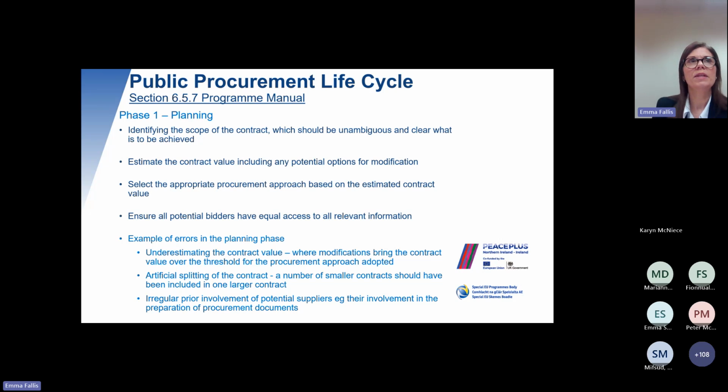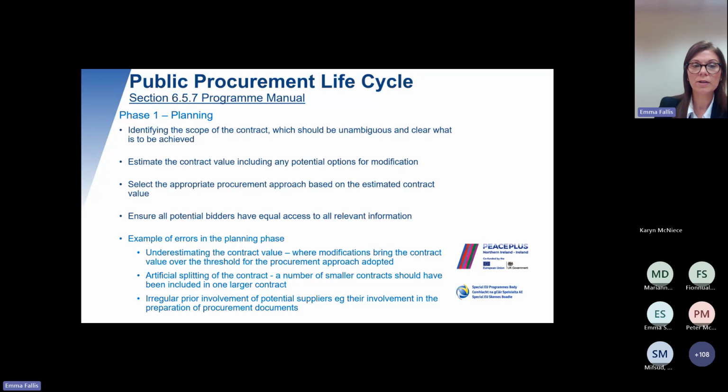So within the section 6.5.7, there's a section that talks about public procurement life cycle. And this really looks at the different stages. So the first stage in the life cycle is about the planning, identifying the scope of the contract, which should be unambiguous and clear what has to be achieved. Estimating the contract value, including any potential options for modification, is vitally important. Selecting the appropriate procurement approach based on the estimated contract value, be that if it actually is full tender action or if you have to go to the route of going the official journal. Ensuring that all potential bidders have equal access to the relevant documentation is key as well.